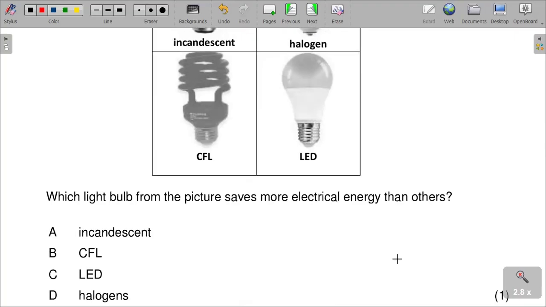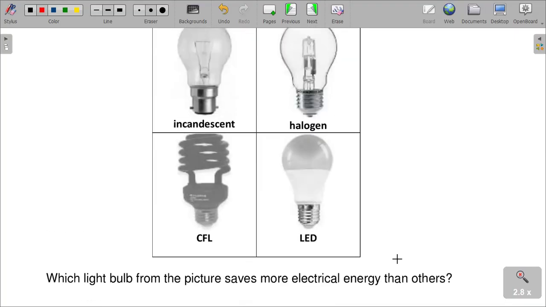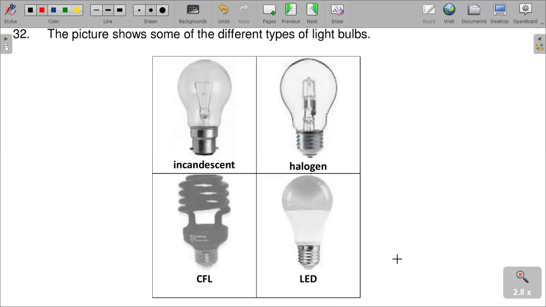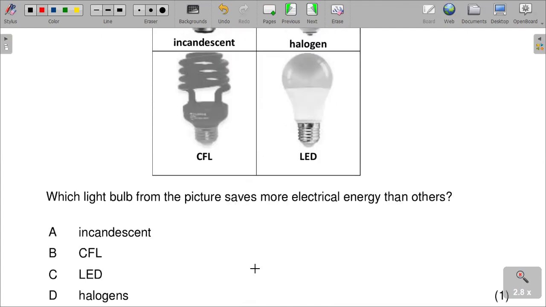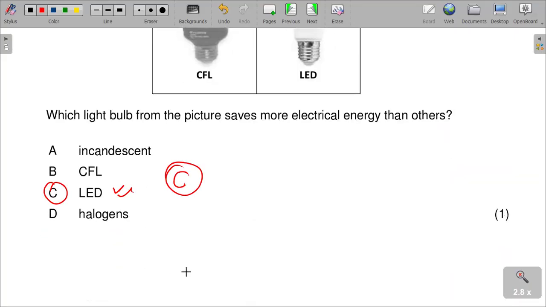Which one is it? Let's see. I'm sure if you can remember in your power generation and stuff, you understand that the LED is actually the one that has got the best saving capacity. Sorry, C is the one that has got the best energy saving capacity there.